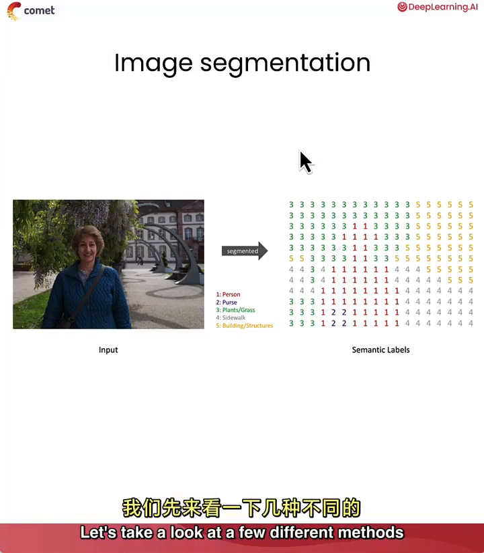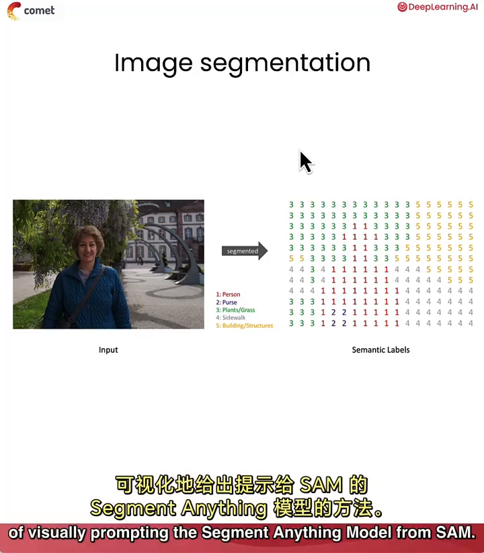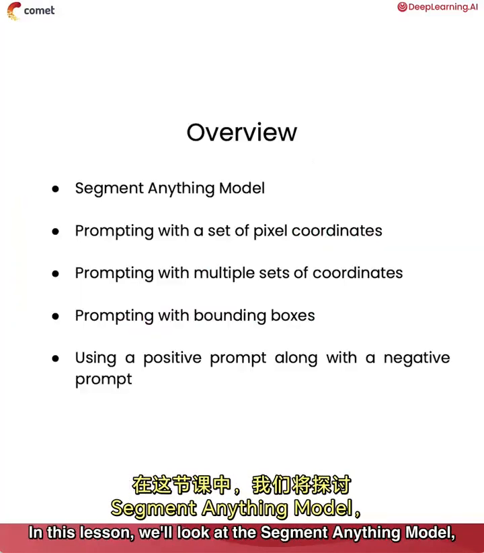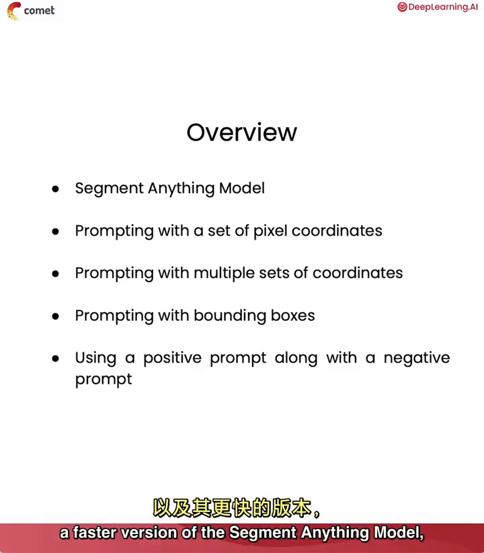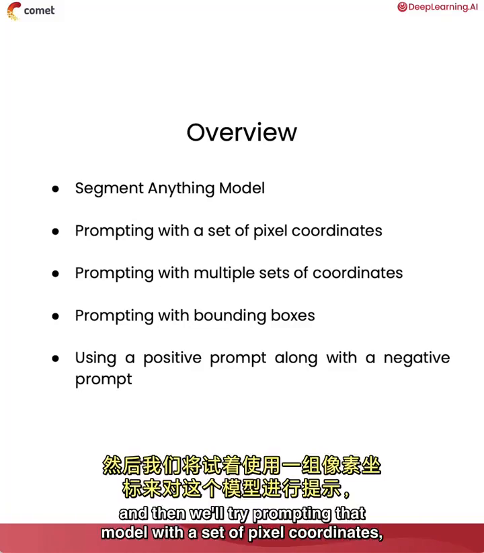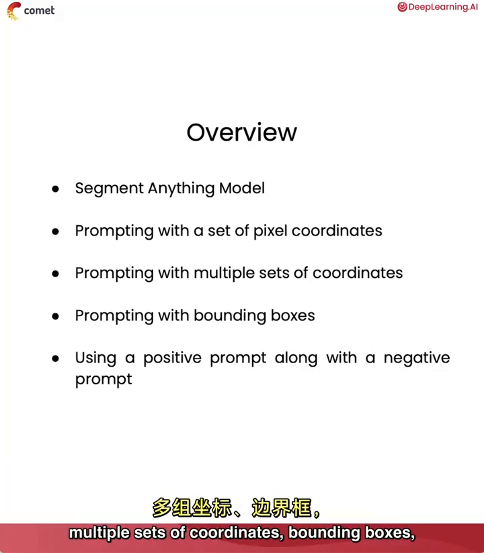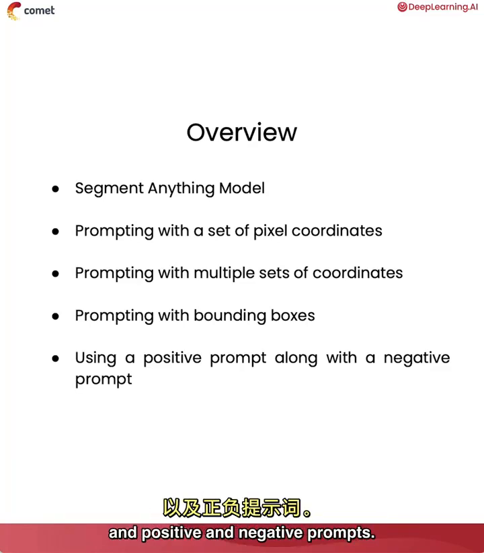Let's take a look at a few different methods of visually prompting the Segment-Anything model from SAM. In this lesson, we'll look at the Segment-Anything model, a faster version of the Segment-Anything model, and then we'll try prompting that model with a set of pixel coordinates, multiple sets of coordinates, bounding boxes, and positive and negative prompts.